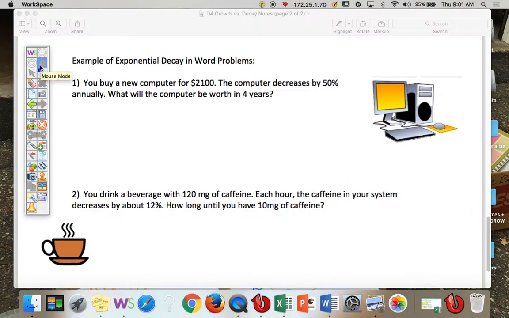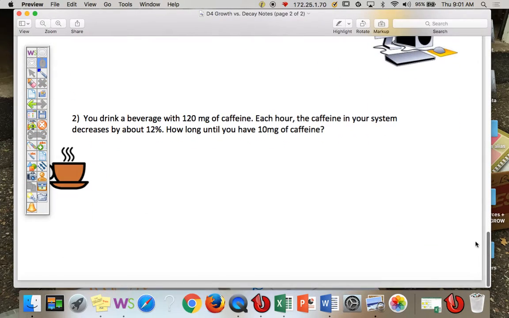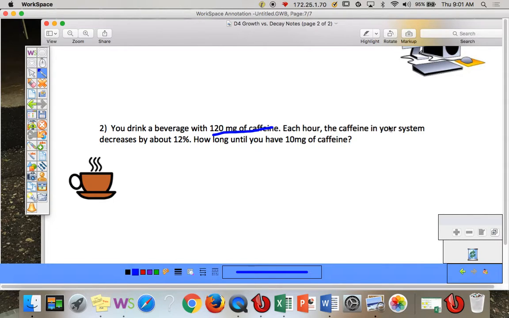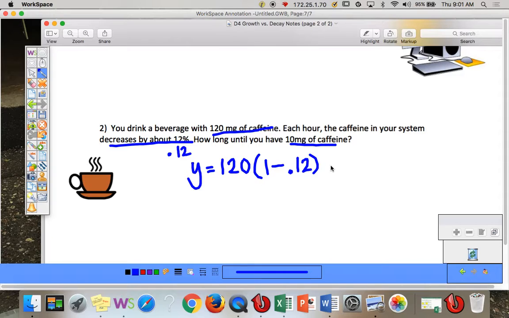Let's do another one. You drink a beverage with 120 milligrams of caffeine. So we should underline our important information. Each hour the caffeine in your system decreases 12%. How long until you have 10 milligrams of caffeine in your system? All right, so let's write our equation. We start with 120. We change our 12% to a decimal, so divide by 100 or move the decimal place over twice, but it's decreasing, so 1 minus 0.12 to the x power. It says how long until you have 10 milligrams of caffeine in your system?